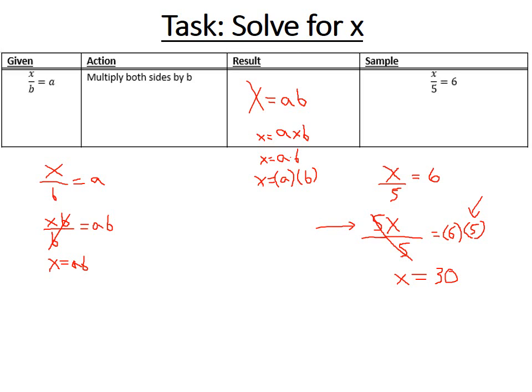And again, you can verify that this satisfies the equation. We have x over 5 is equal to 6. Let's see if that actually works out when you put your found x value into that equation. So 30 over 5, put that in your calculator. 30 divided by 5 is equal to 6. And it does work out. So that means that you were right when it comes to solving for x.